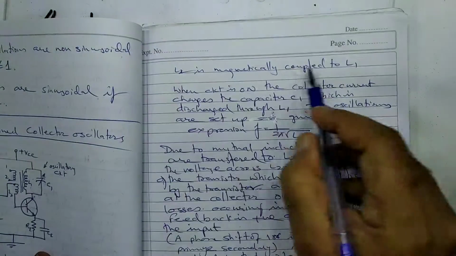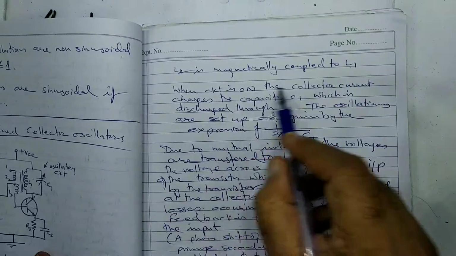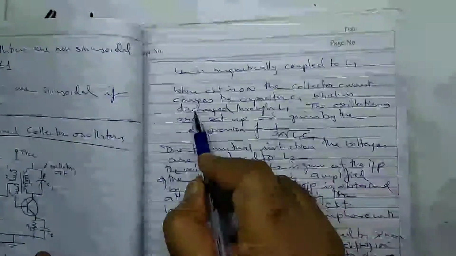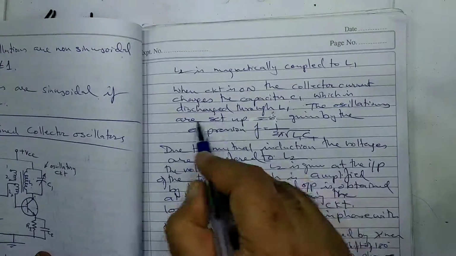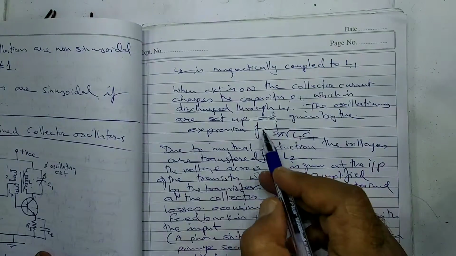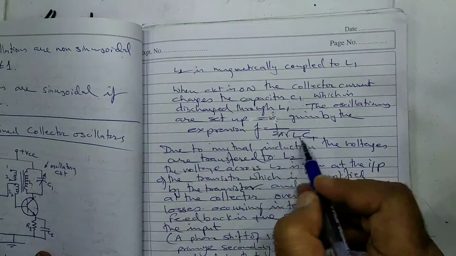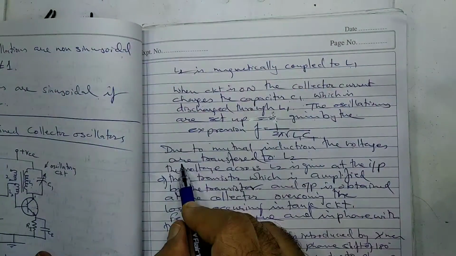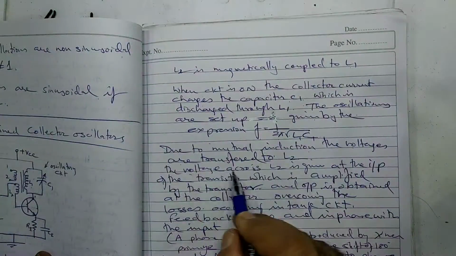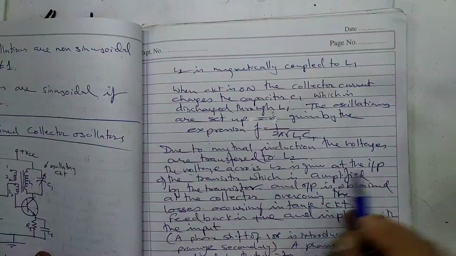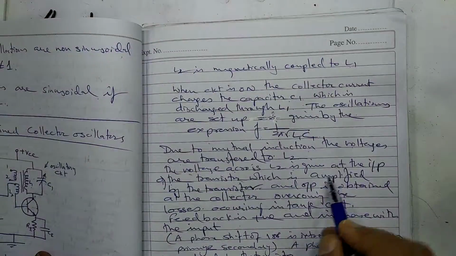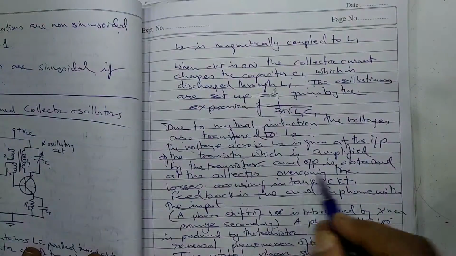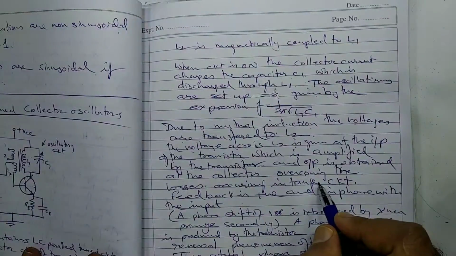So L2 is magnetically coupled to L1. When the circuit is on, the collector current charges the capacitor C1, which is discharged through L1. The oscillations are set up given by the expression F is equal to 1 upon 2 pi under root L1 C1. Due to the mutual induction, the voltages are transferred to L2. The voltage across L2 is given at the input of the transistor, which is amplified by the transistor, and the output is obtained at the collector, overcoming the losses occurring in the tank circuit.